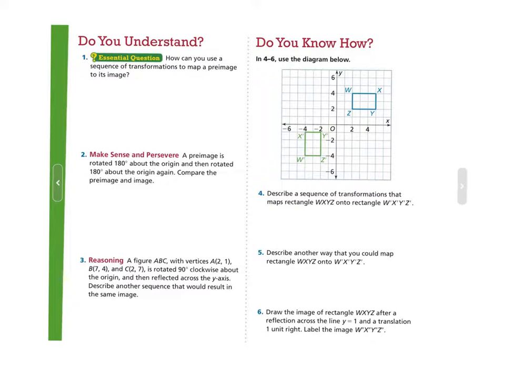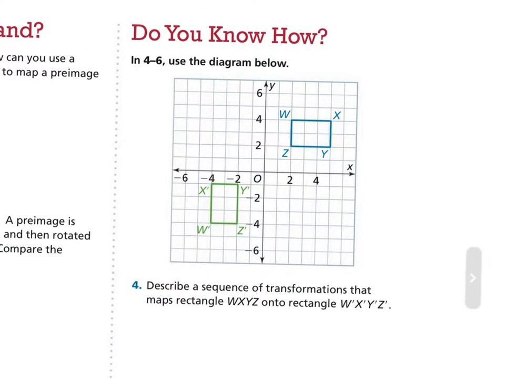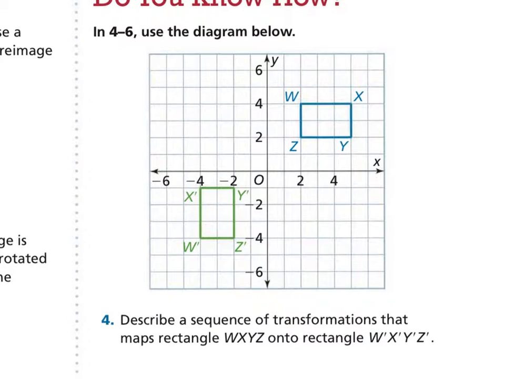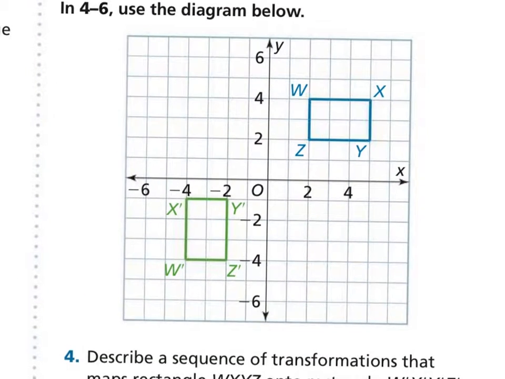So look at the Do You Know How, number 4. Describe a sequence of transformations that maps from one to the other here. Okay? Does it look like we're just sliding and reflecting, or does it look like we're doing any turning on this one? We are turning. So since we're turning, like we did on that last one, my suggestion would be to go ahead and do your turning first. Might make things easier for you.